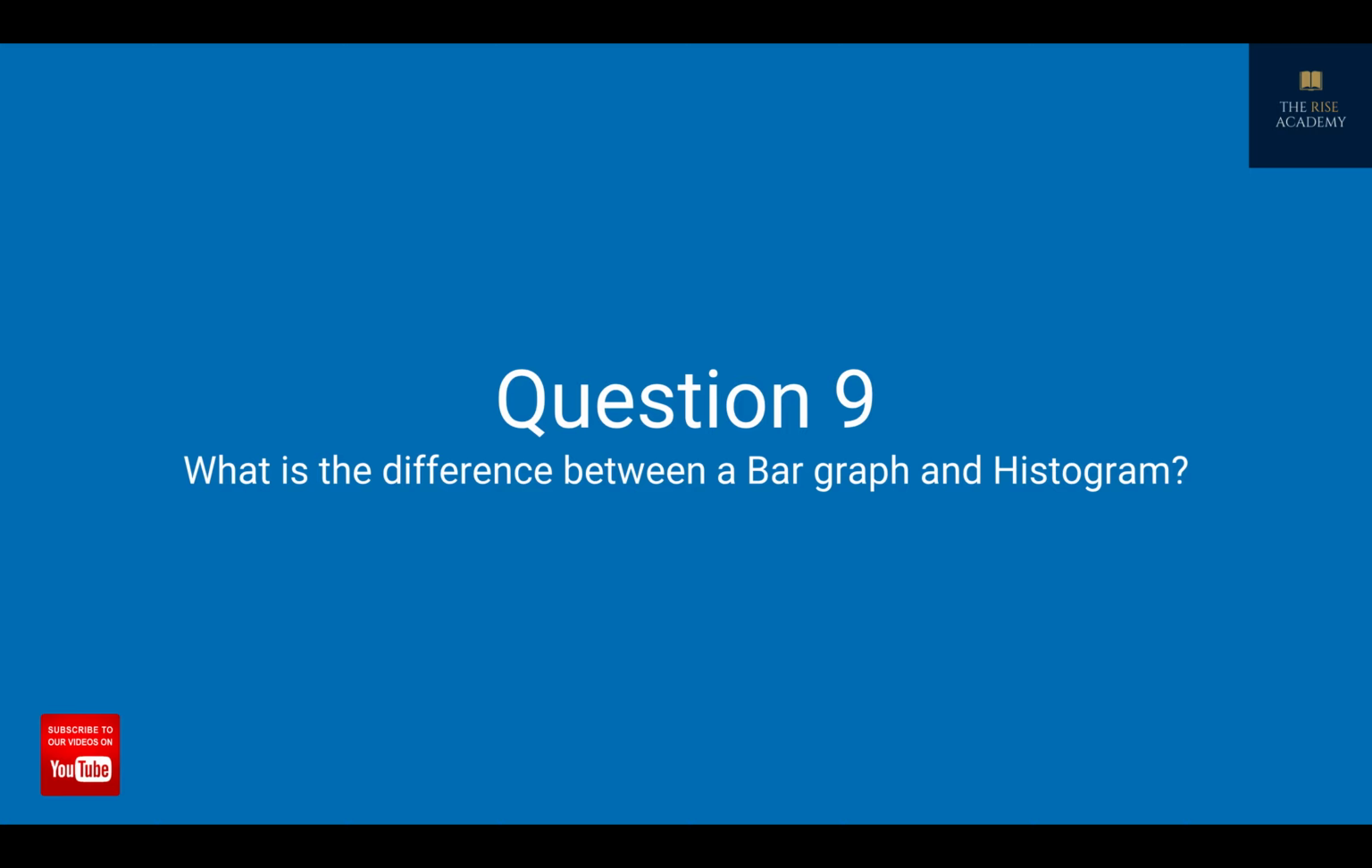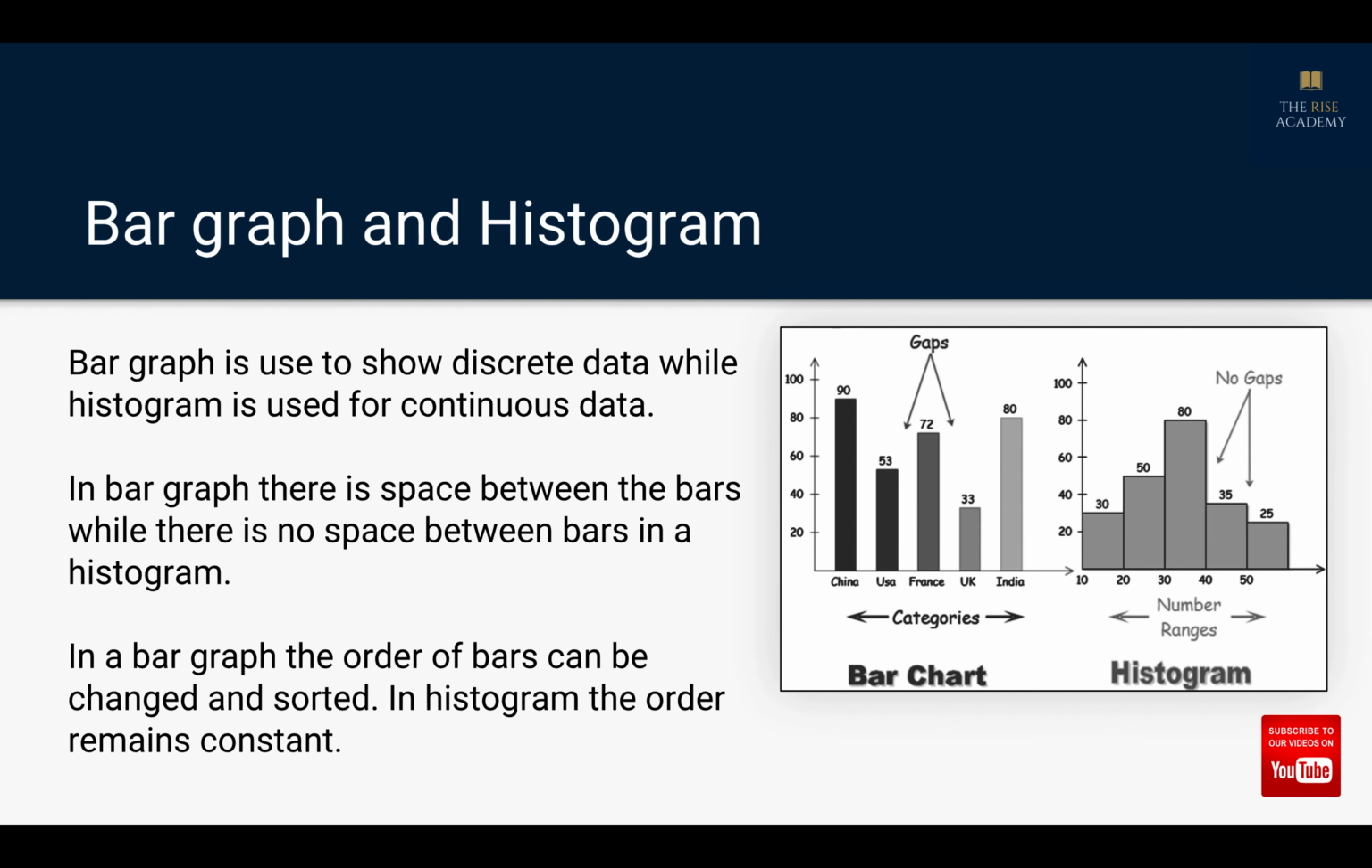So if someone asks you what is the difference between bar graph and histogram, because they look so similar, the first point you should say is that bar graph is used for discrete data while histogram is used for continuous data. And in bar graph, there is a space between the bars, while there is no space between bars in a histogram. And that's because histogram is a continuous scale, so there is no gap between the bars.